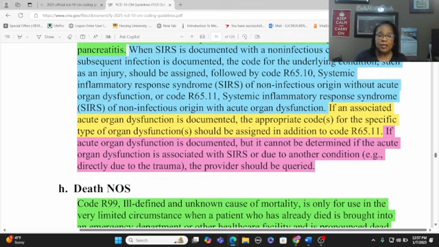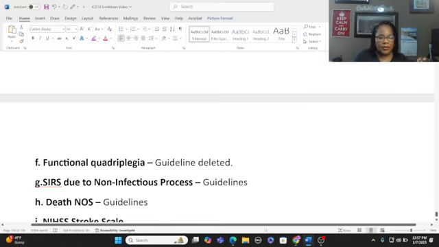Now, if an associated acute organ dysfunction is documented, then the appropriate code or codes for the specific type of organ dysfunction should be assigned in addition to code R65.11. And if acute organ dysfunction is documented, but it cannot be determined if the acute organ dysfunction is associated with SIRS or due to another condition, for example, directly due to trauma, then your provider should be queried. We need that specification. We need to know for sure. All right, that's SIRS due to non-infectious process, straight from the guidelines.